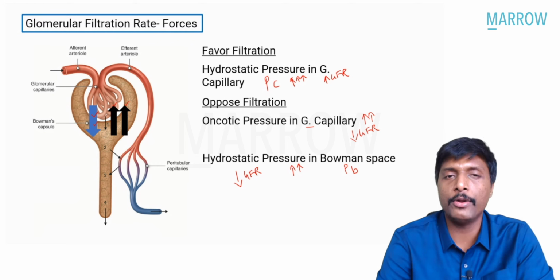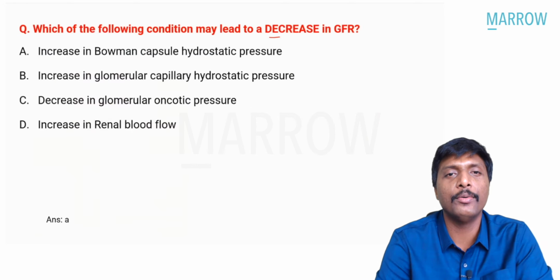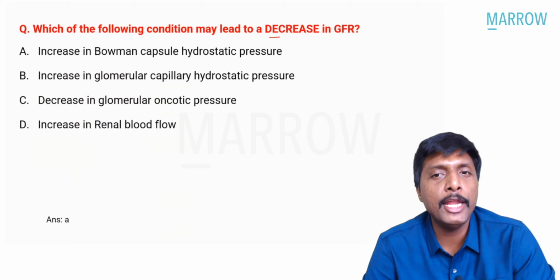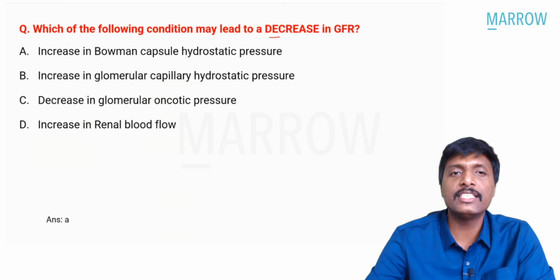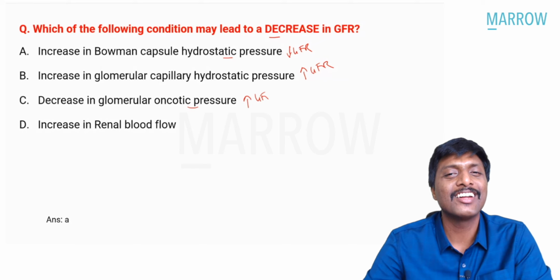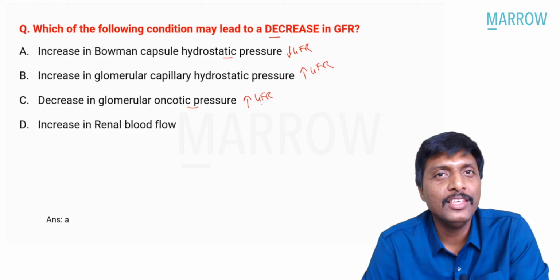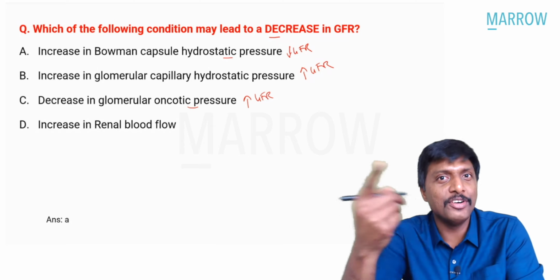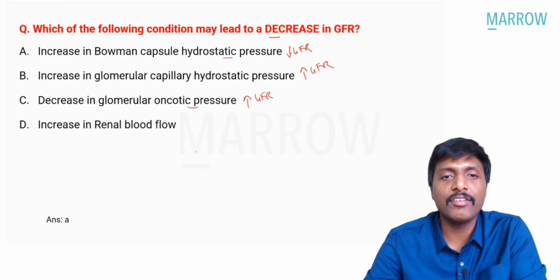Now, let's go back into the question. We can clearly see now in the question, which of the following conditions may lead to a decrease in GFR? Obviously, increase in Bowman capsule hydrostatic pressure decreases GFR. Increase in glomerular capillary hydrostatic pressure may increase GFR, we have discussed. Decrease in glomerular oncotic pressure increases GFR because it's an opposing force. If the opposing force is decreasing, GFR will increase. Increase in renal blood flow will definitely increase the GFR.